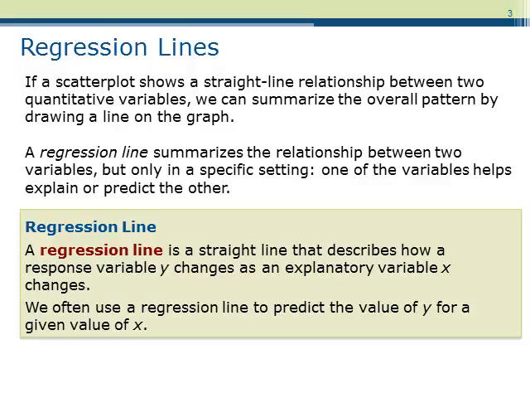If a scatter plot shows a straight line relationship between two quantitative variables, we can summarize the overall pattern by drawing a line on the graph. A regression line summarizes the relationship between two variables, but only in one specific setting, one where one of the variables helps explain or predict the other. In general, a regression line is a straight line that helps describe how a response variable y changes as an explanatory variable x changes. We often use a regression line to predict the value of y for a given value of x.